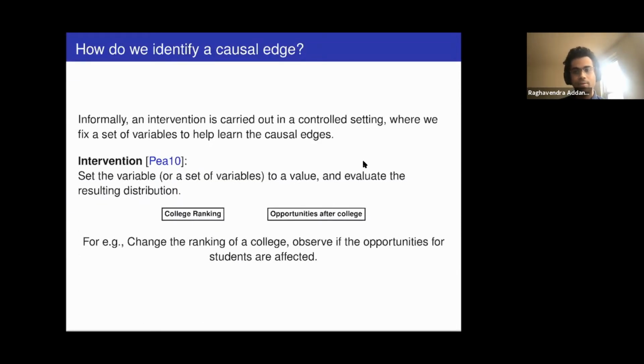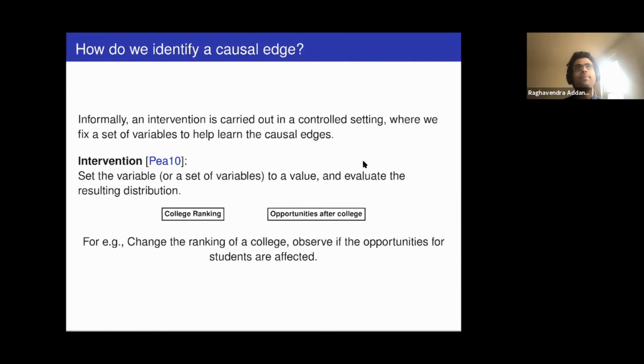And the structural causal model framework introduced by Pearl says: set a variable or a set of variables to a value in its domain and evaluate the resulting distribution. For example, change the ranking of a college and observe if the opportunities after college for the students are affected. If we do this process of fixing the variables to a value in its domain and evaluating the resulting distribution, we can look at the independence relations in this distribution to identify the causal edges. So that's the popular way of finding causal edges.